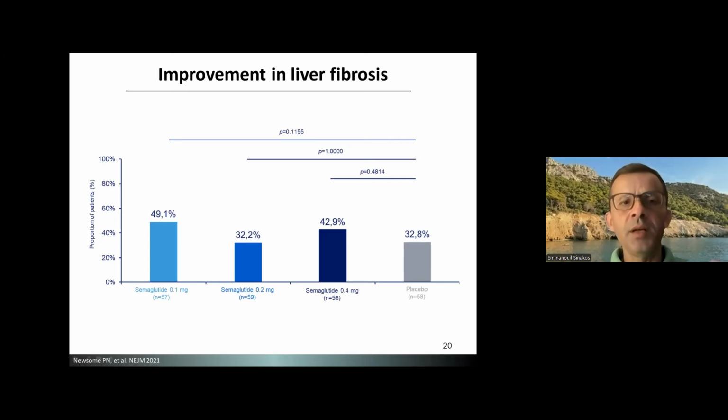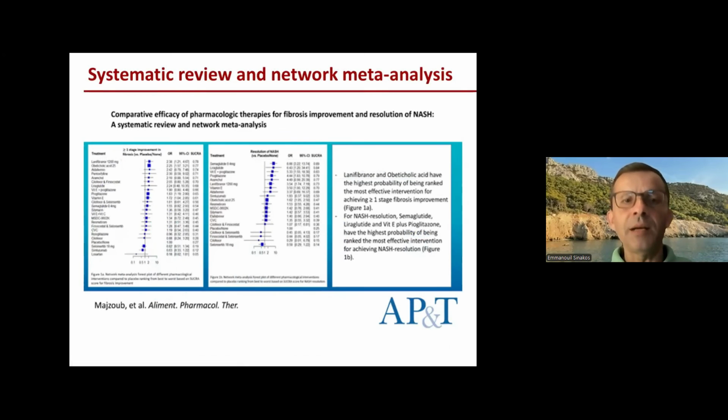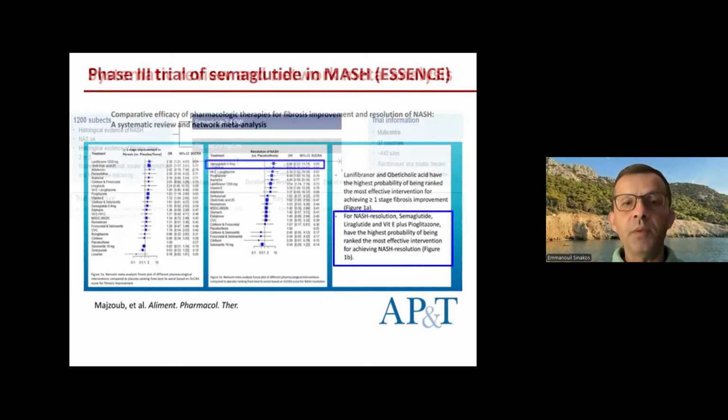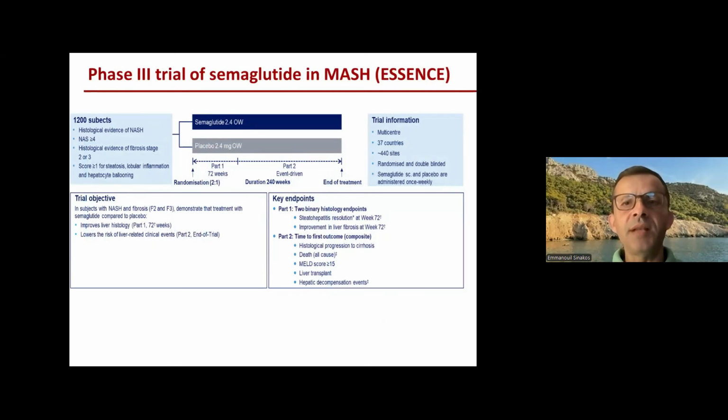These were strong enough data to support the evolution of a phase 3 study, which I will come back to, presented in this slide. Here, the dose that is used is 2.4 once weekly. The dose that is used for obesity, and it's not commercially available, at least in Greece. These phase 3 studies have a different design.